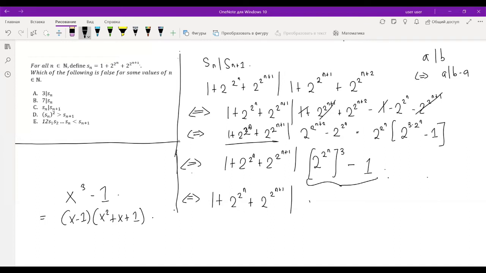So applying this identity, x cubed minus 1, here, we get that the number to be divided is actually equal to this. Remember that when you square a number, it's the same as multiplying the power by 2. So 2n times 2, 2 raised to n times 2, is 2 raised to n plus 1. So just put 2 raised to n plus 1 here.